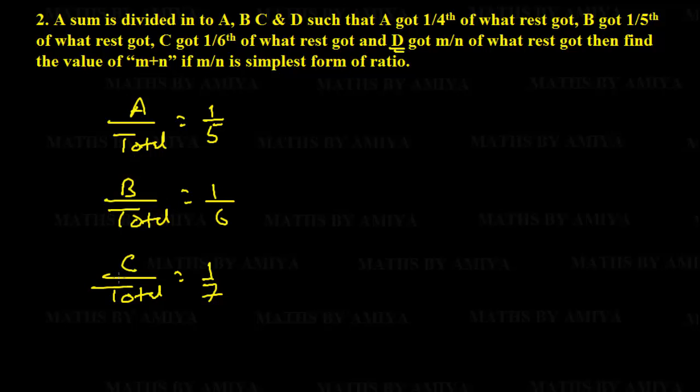Here we need to merge the ratio. The all common has total, so take the total as LCM. Equate with LCM. 5, 6, 7 LCM is nothing but 210. So our total becomes 210.